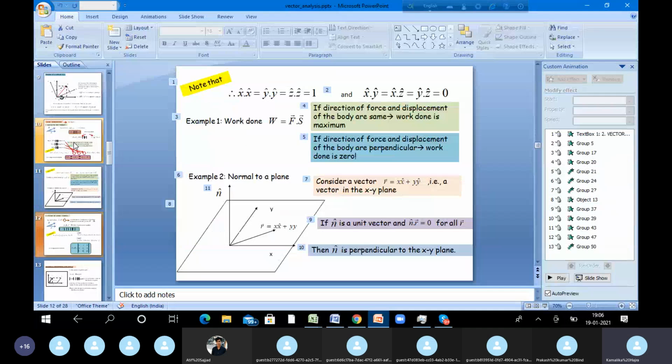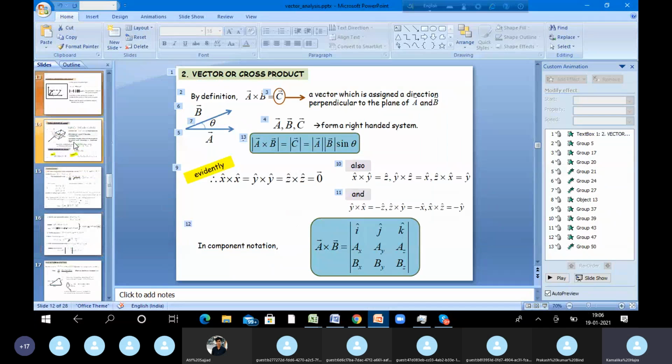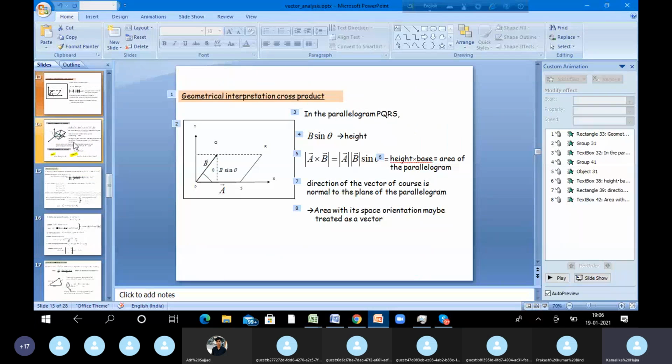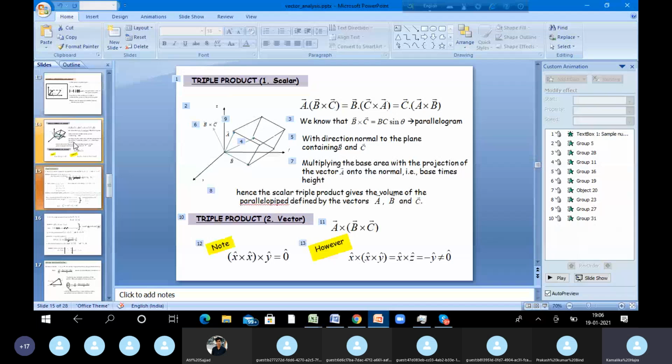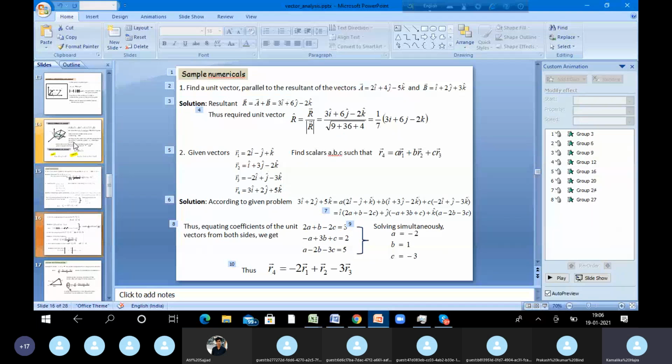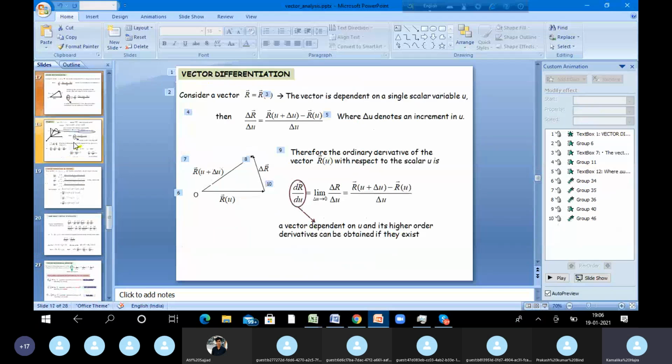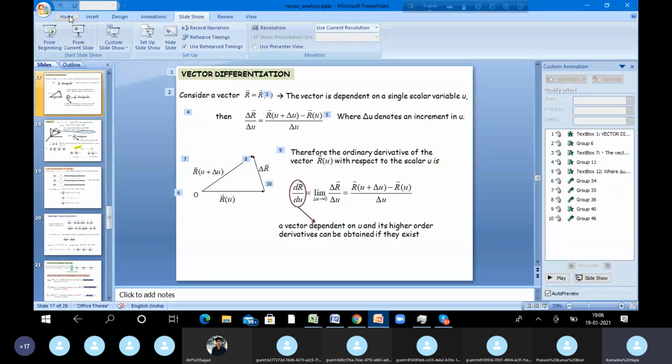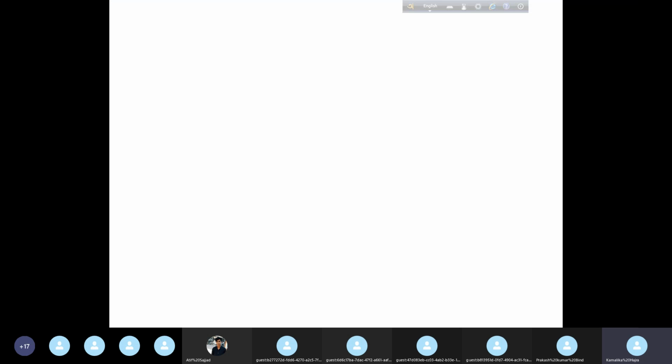Okay. So today, in our last class, if you remember, we had done dot product, cross product and triple product, and we had done some sample numericals also, and I had given you a sort of assignment, very preliminary sums for you to practice.